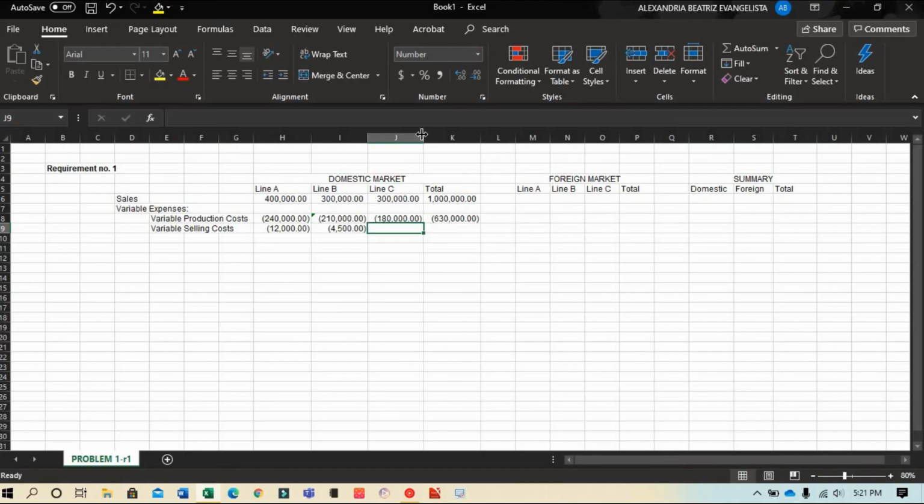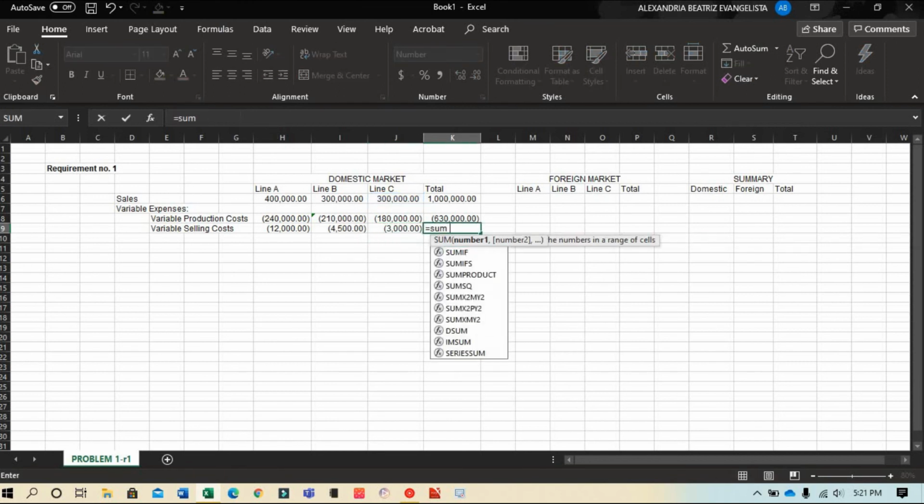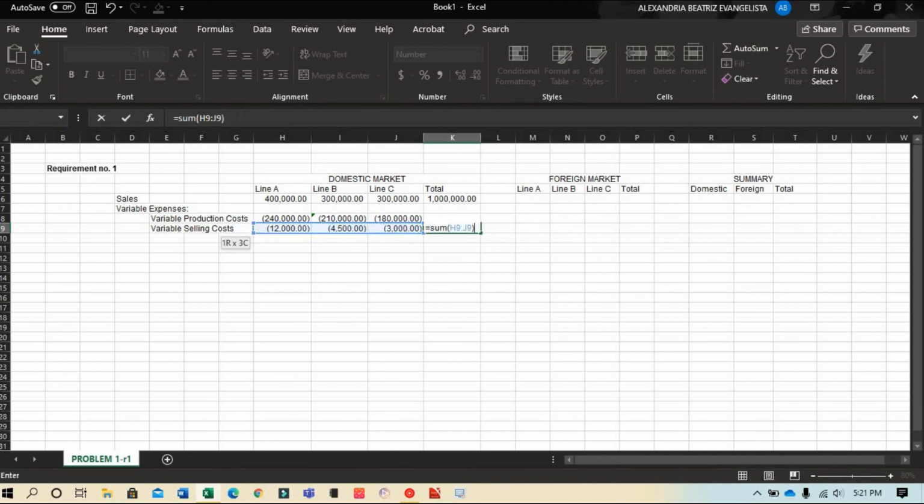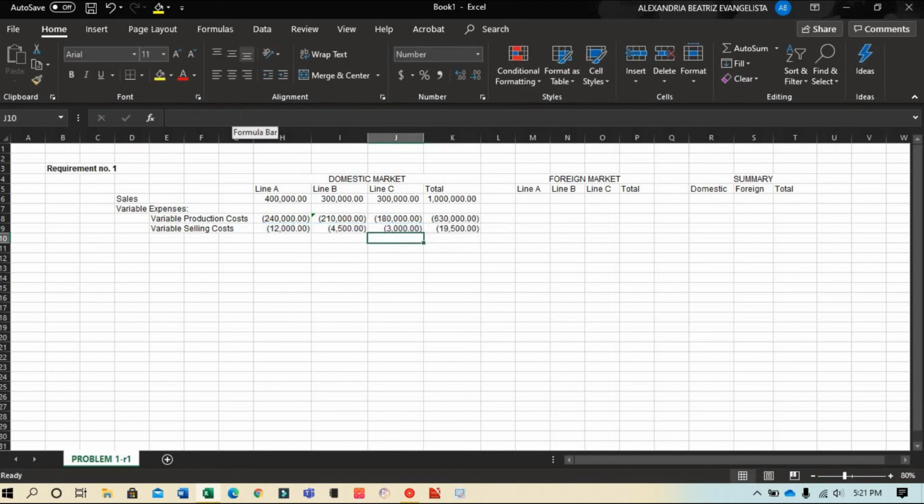So that's how we solve for 1.5%. Yeah. And then for line C, let's just check down, it's 1%. There. So we're going to have a total of 19,500. And then after deducting the variable cost from the sales, we're going to get the contribution margin.